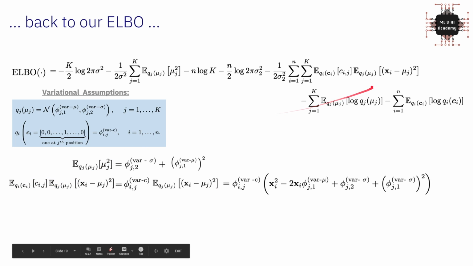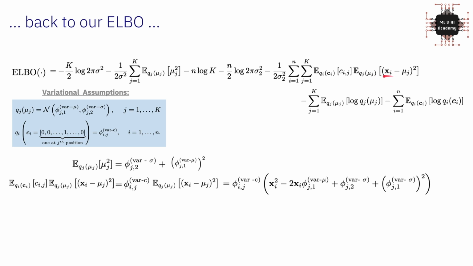Similarly, we can do this for the term here, E of Q_i C_ij, E of Q_j mu_j, where we know that the probability of C_i to occur is nothing but phi_ij of var C, so you can write it like this. And for E of Q_j, again, we just use our assumptions from here, and then you are able to write it in this form. This might look tedious, but it's really easy if you work through it step by step.